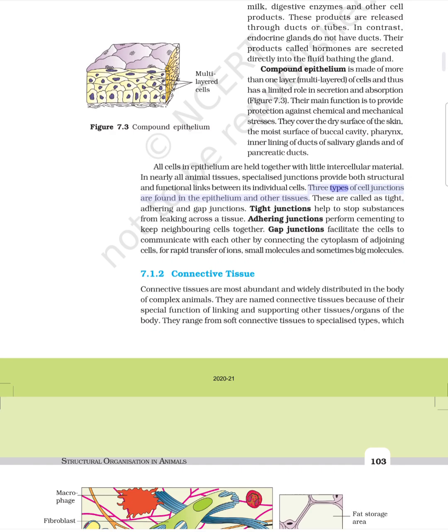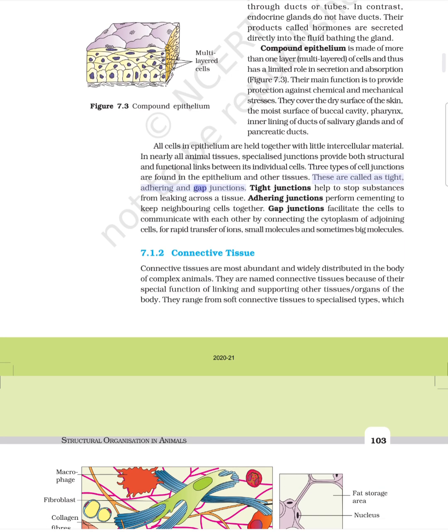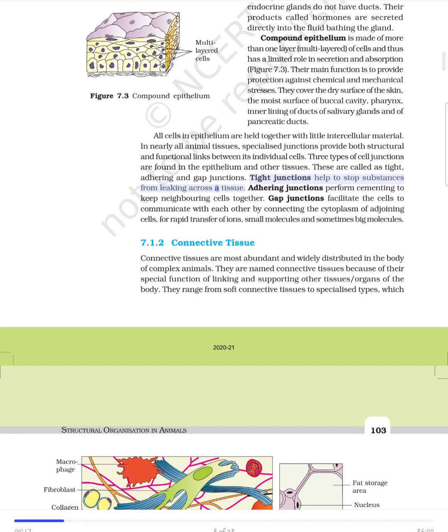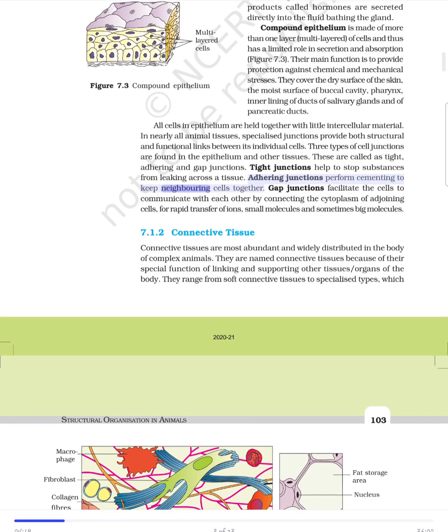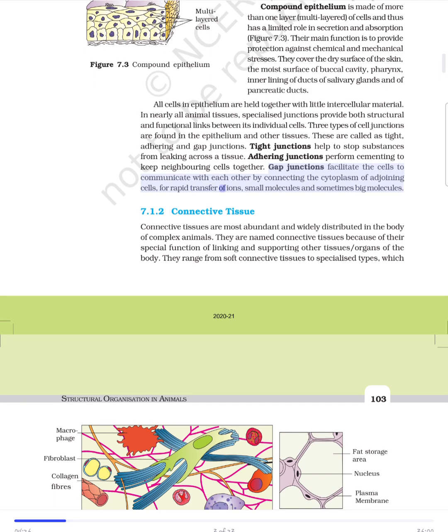3 types of cell junctions are found in the epithelium and other tissues. These are called as tight, adhering, and gap junctions. Tight junctions help to stop substances from leaking across a tissue. Adhering junctions perform cementing to keep neighboring cells together. Gap junctions facilitate the cells to communicate with each other by connecting the cytoplasm of adjoining cells, for rapid transfer of ions, small molecules, and sometimes big molecules.